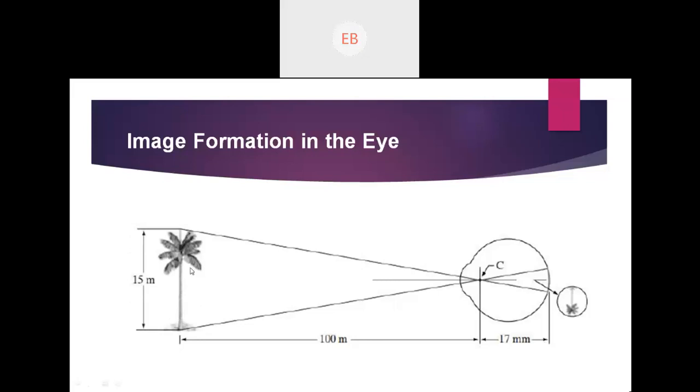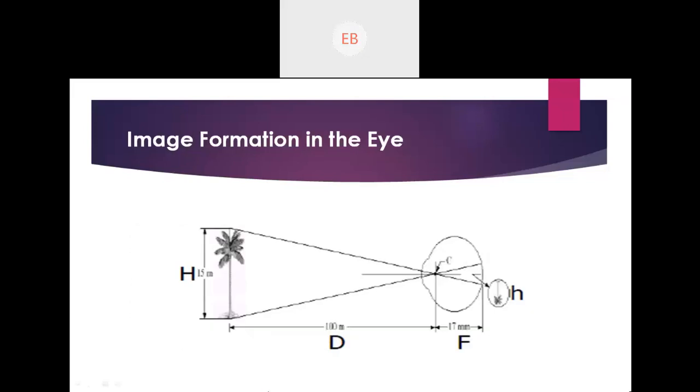This information is used to calculate the size of the retinal image of the object. This is the eye, this is the image, and this is 100 meters away. Now you will see the main terms used in this image. Taking the previous image itself, this is the lens of the eye, and what is h? What is capital H?